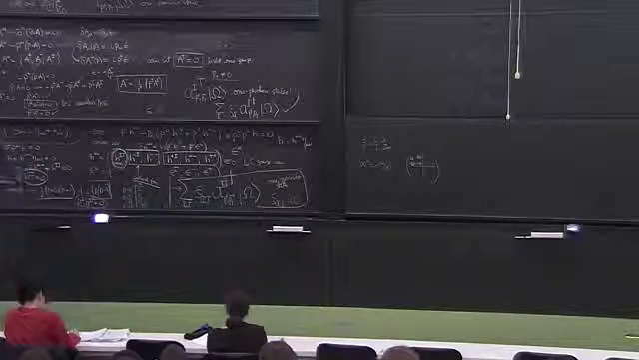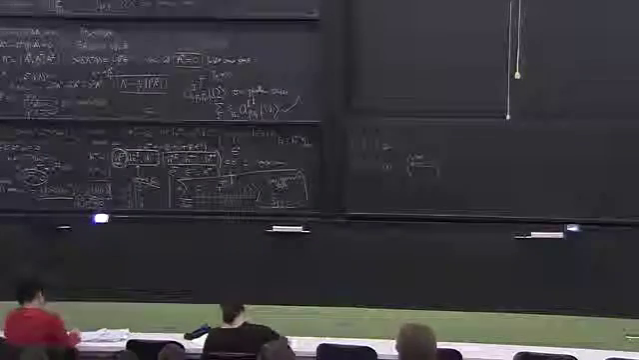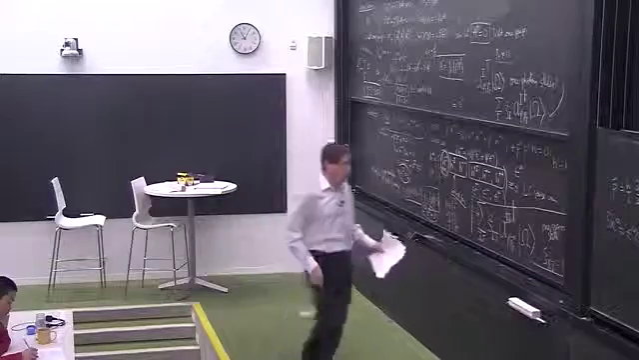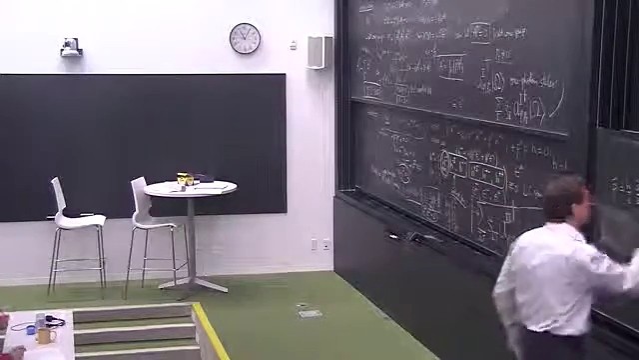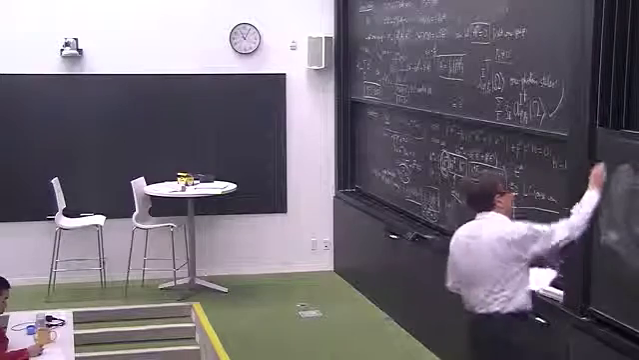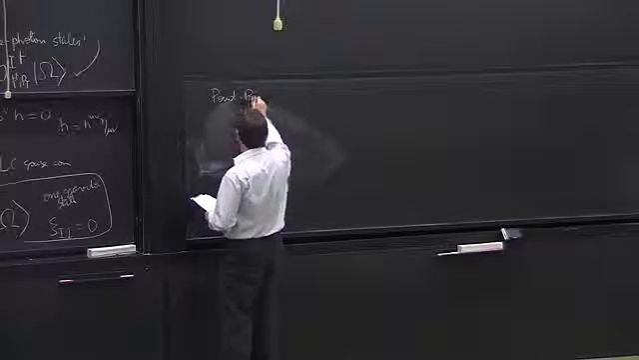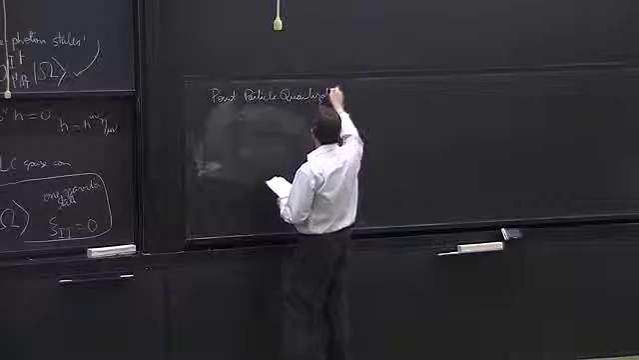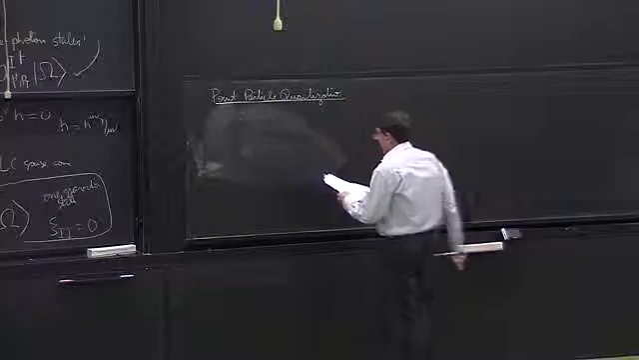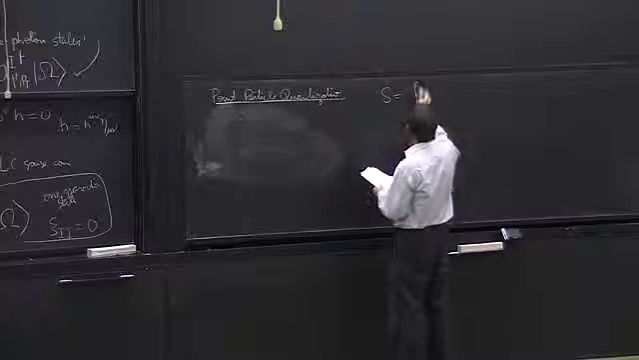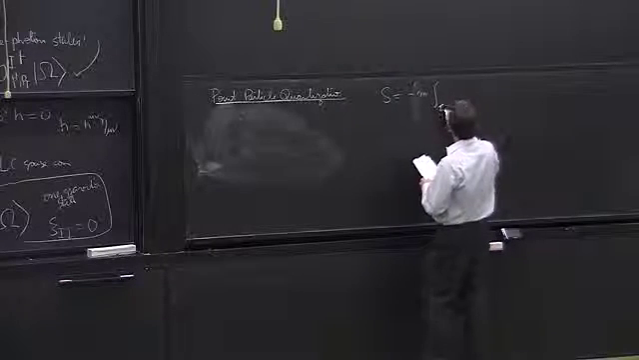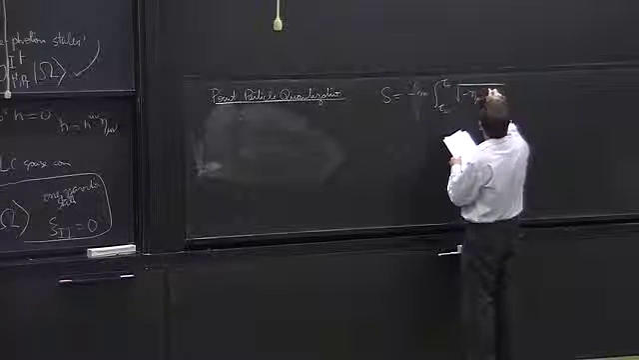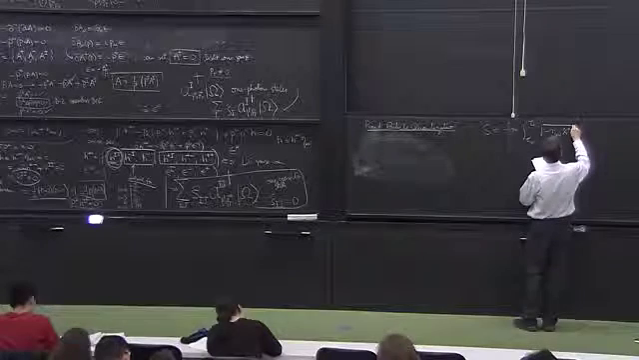Okay, so now let's do the quantum particle. Let's see how we do. Point particle quantization. So we had an action for the point particle that was minus m, integral from initial tau to final tau of minus eta mu nu x dot mu x dot nu.